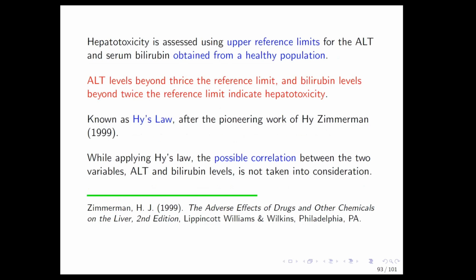Okay, how do we assess hepatotoxicity? What we do is compute an upper reference limit for ALT and an upper reference limit for the serum bilirubin. Any ALT level beyond 3 times the upper reference limit, together with serum bilirubin beyond 2 times its upper reference limit, is indicative of hepatotoxicity. So the conclusion is based on individual upper reference limits. This is referred to as Hy's law, named after the person who first came up with this procedure to diagnose hepatotoxicity. One of the criticisms is that when you compute these reference limits, the correlation between the ALT and the serum bilirubin is ignored. It is not taken into consideration.